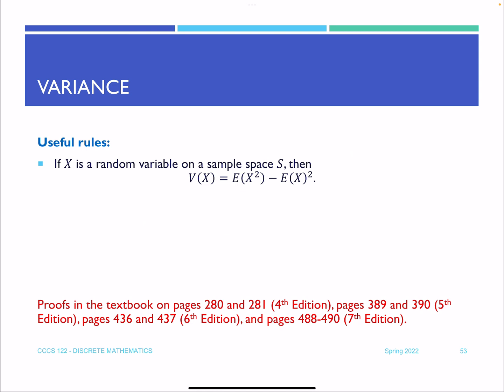Okay, some useful rules here. If X is a random variable on the sample space, then the variance of X is equal to the expected value of X squared minus the expected value of X, squared. Okay.